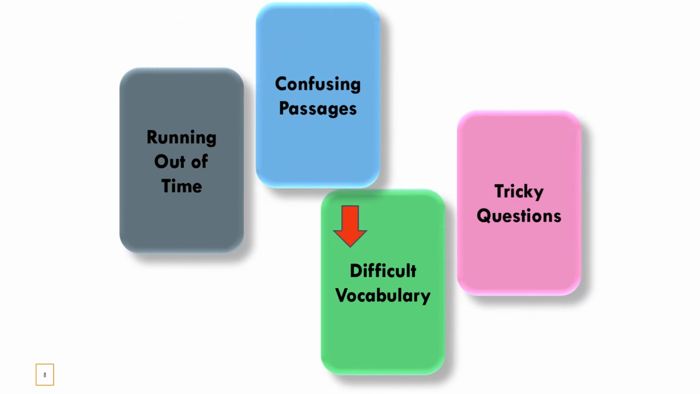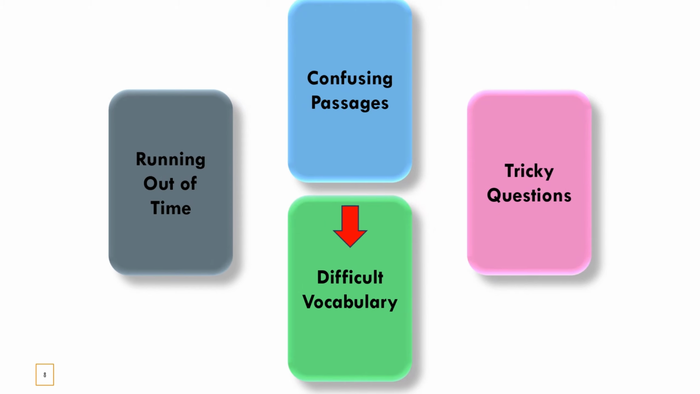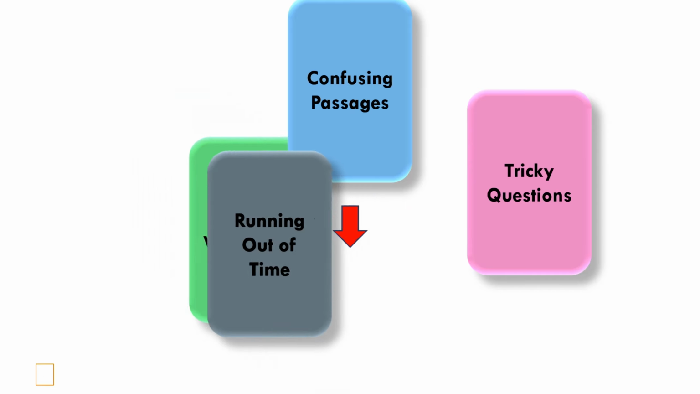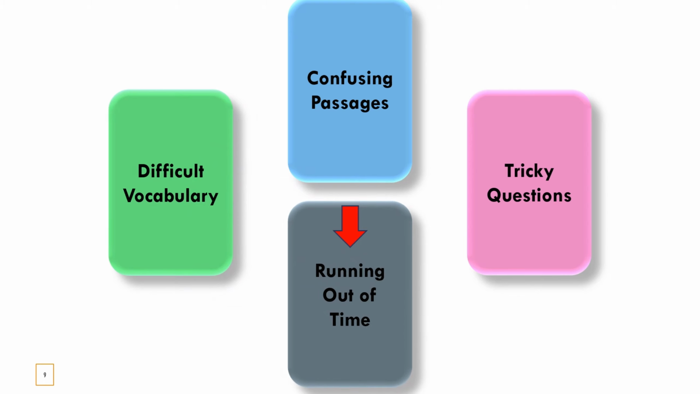Now let's talk about common challenges and how to overcome them. The first challenge is the difficult vocabulary. Do not panic. Use the context to guess the meaning. What does this mean? This means that if you do not know the meaning of a word, you can look at the whole sentence. Then you will get an idea of what the word means.